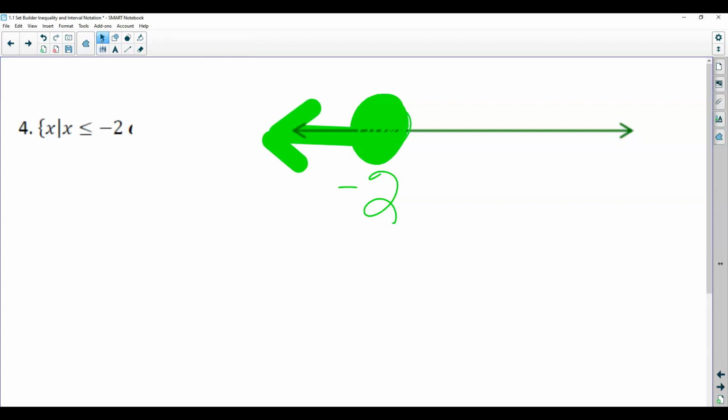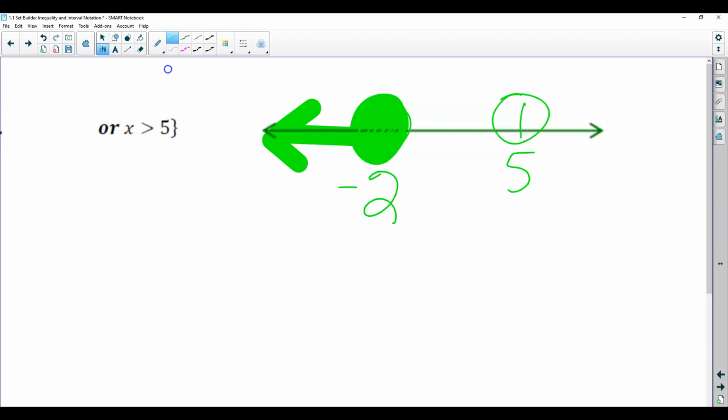Okay, now let's look at the other side. The other side is x is greater than 5. Okay, let me go draw a 5 over there. Open circle. And I want values that are greater, so I'm about to shade positive infinity, because I'm going to shade the arrow.